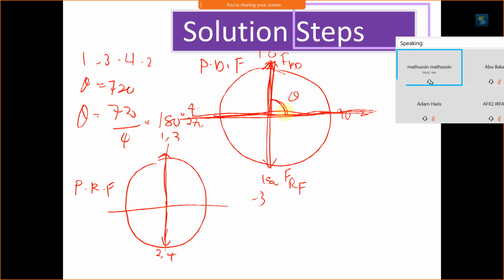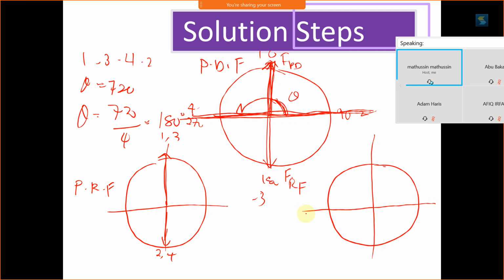2 theta, maksudnya theta dekat sini, 2 theta dekat sini lah. Betul? Dekat situ. So maksudnya untuk the secondary direct force, untuk nombor berapa? Nombor 2 maksudnya dekat sini. So ini nombor 2. Okay. And then nombor 3 pula. Nombor 3 dekat sini kan.